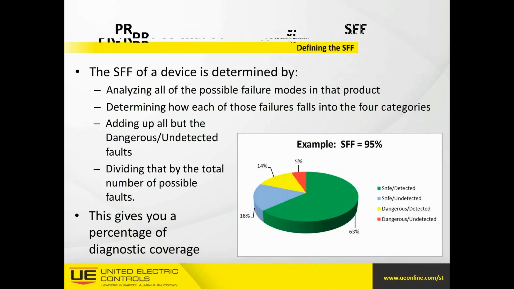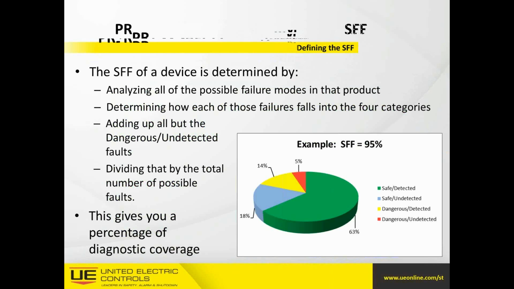The safe failure fraction of a device is determined by analyzing all of the possible failure modes in that product. So if it's a transmitter, what are all the possible failure modes? And then determining how each of those failure modes falls into 4 categories. And then we add those categories up, except for the dangerous undetected faults. We divide those by the total number of possible faults, and that gives us a percentage of diagnostic coverage.